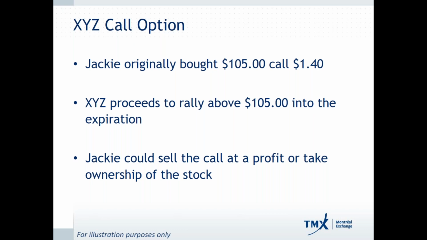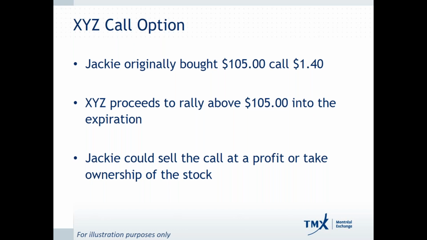XYZ then proceeds to rally above $105 come expiration. It could be 110, 107, 120. It doesn't matter what price. It just is above 105. And so in the end, Jackie could just sell the call option at a profit.